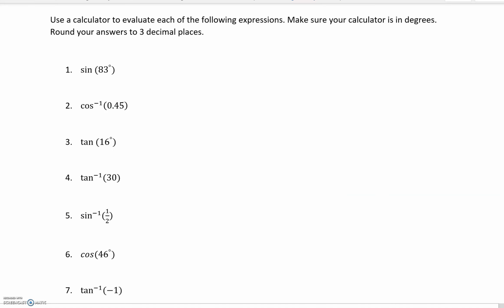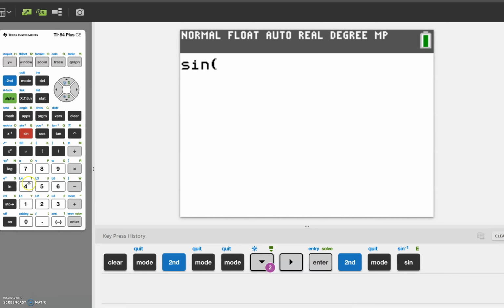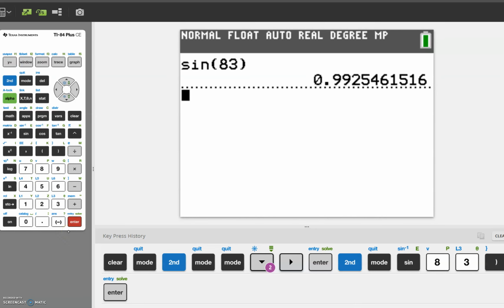Radian is another unit for angles that we will talk about in the future. And now going back to my problem, I need to type in sine of 83 degrees. So I hit the sine button, I hit 83, I hit enter. Now for these problems, it says to round to 3 decimal places, so my answer will be 0.993.